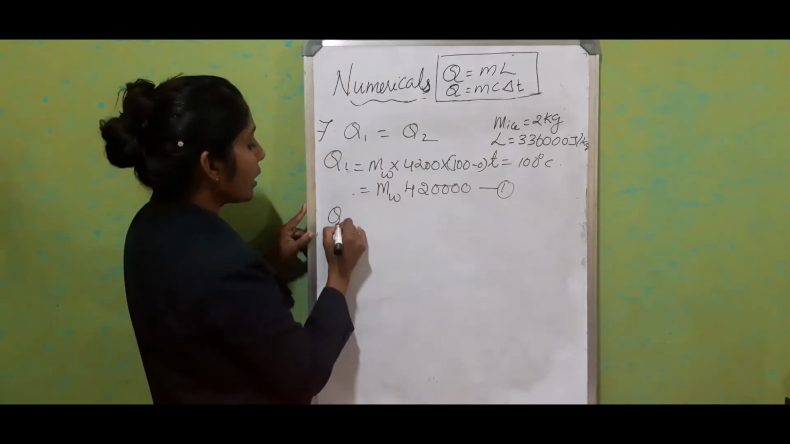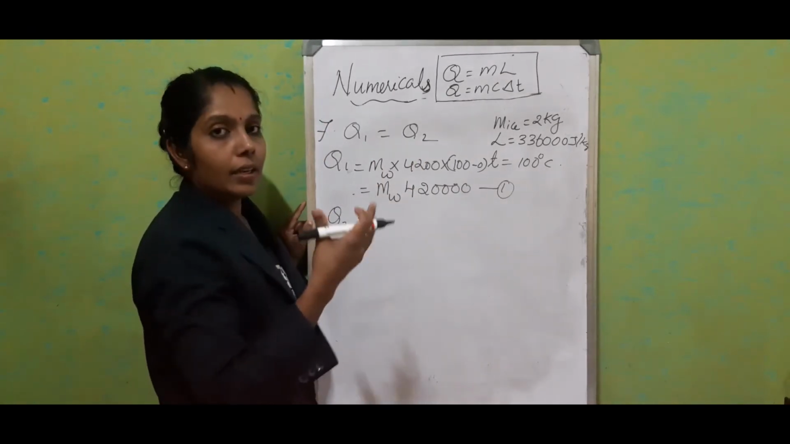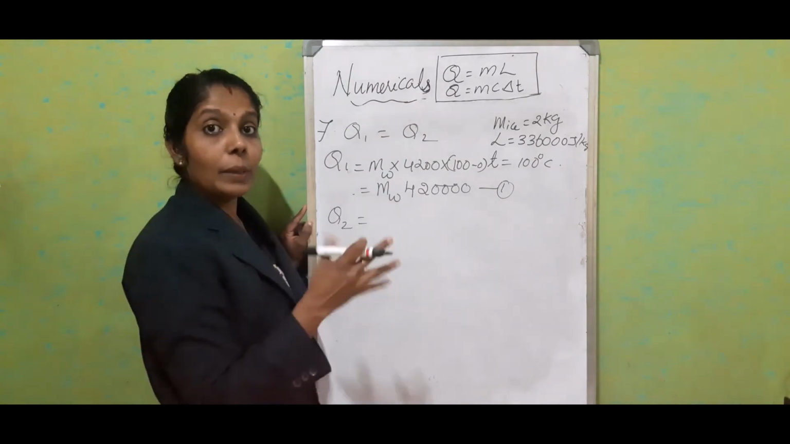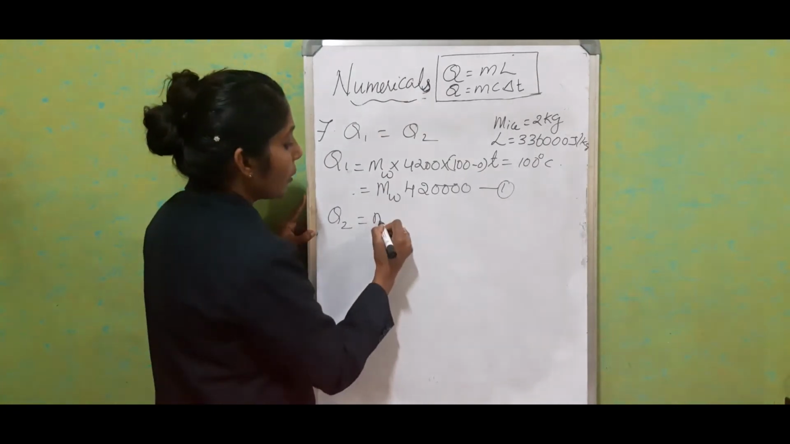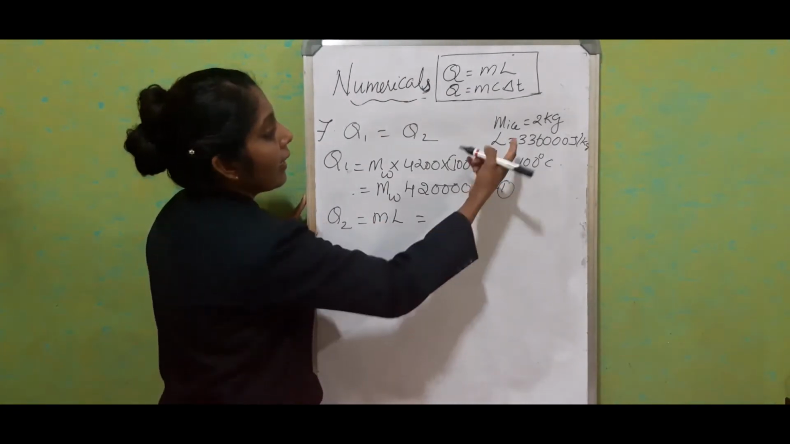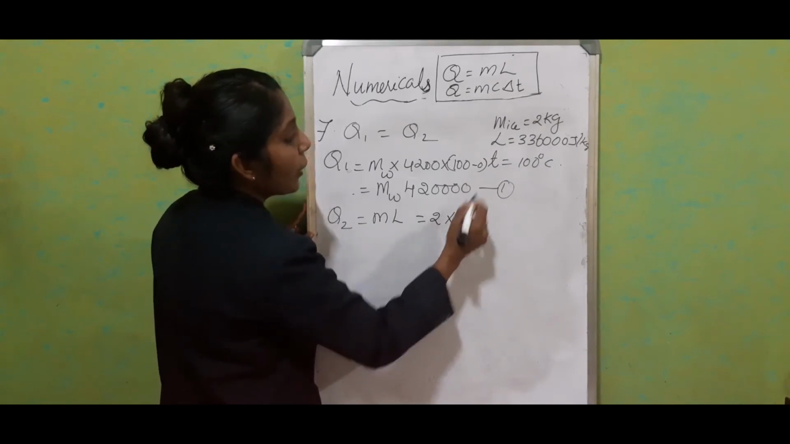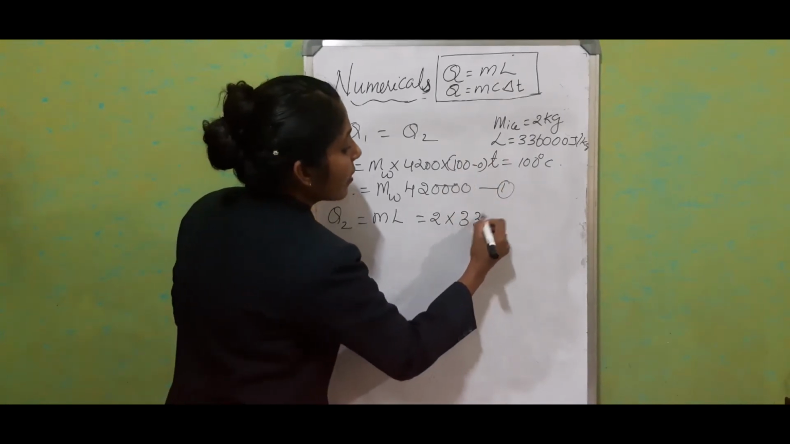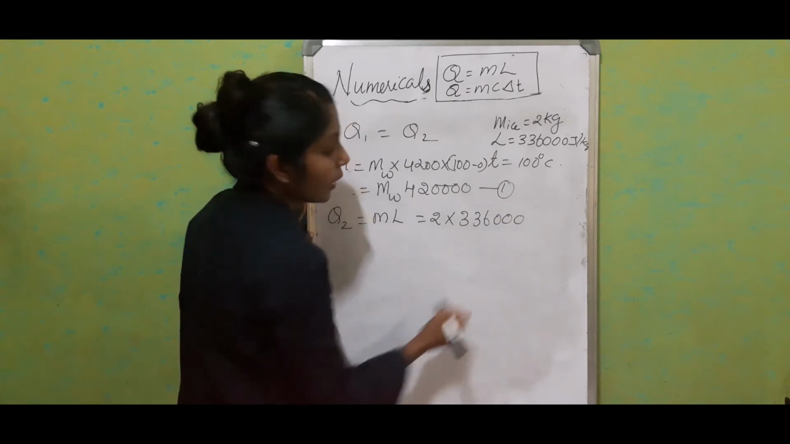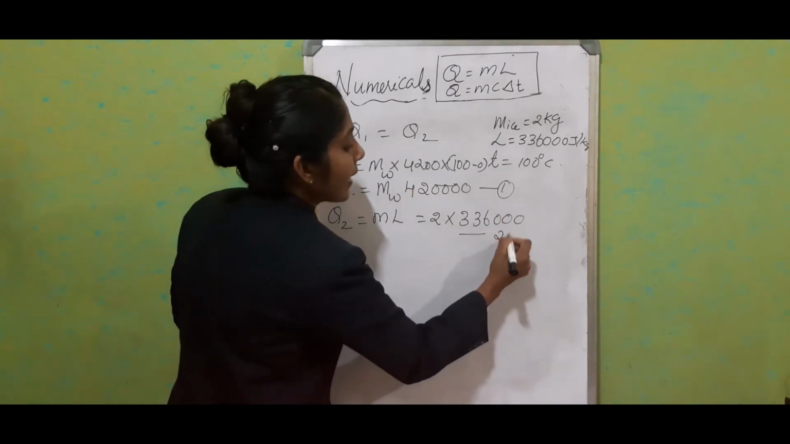Now we'll see what is Q2. Q2, it's not increasing its temperature, only melting is happening. So it's equal to M into L. M is given as 2, into 3,36,000 joule. This is our second equation.